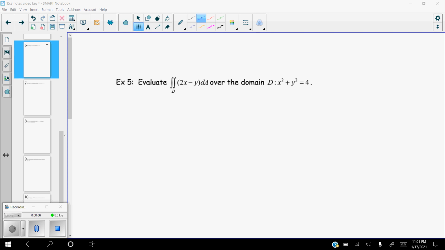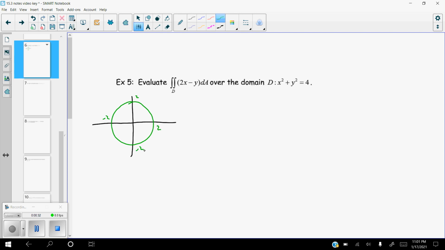Now that we've got the feel for this, let's see if we can move these along a little bit quicker. So something we haven't seen before is our domain here is x squared plus y squared equals 4. So that's a circle. We sketch that. You're talking about a circle with a radius of 2. So 2 here, -2, -2, and so on.